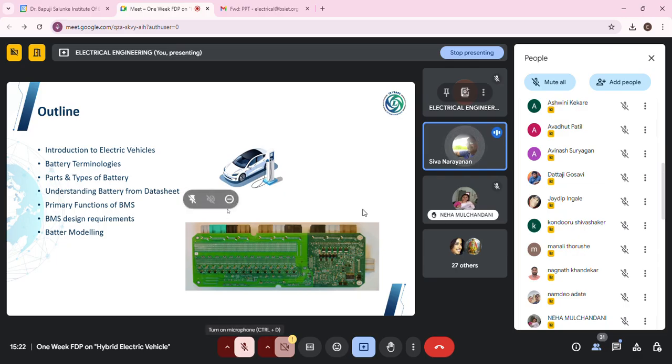So regarding that outline, here I'll be talking about the basics of electric vehicles, some battery terminologies, what the different types of battery and its parts are, how to understand the battery from the data sheets, the primary function of BMS, and lastly battery modeling. Okay, so here I have given two diagrams. One is the diagram of the vehicle and the other is the diagram of the BMS, which is actually connected in the electric vehicle.